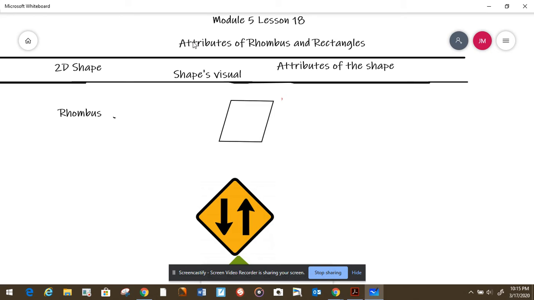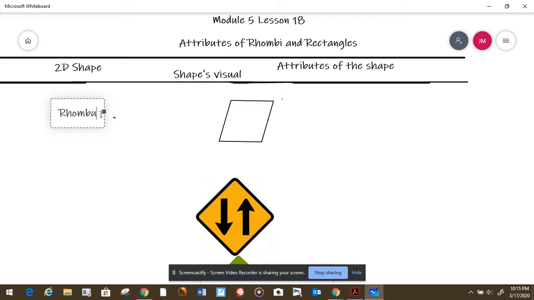Today we're going to look at Module 5, Lesson 18. We're going to look at the attributes of a rhombus and rectangles. Rhombuses and rectangles. Of rhombuses, I think I need to spell that correctly. I think they're called rhombi. Yeah, that's what they call it. Rhombi and rectangles. Okay, my friends, so let's look. Let's fix this word too.